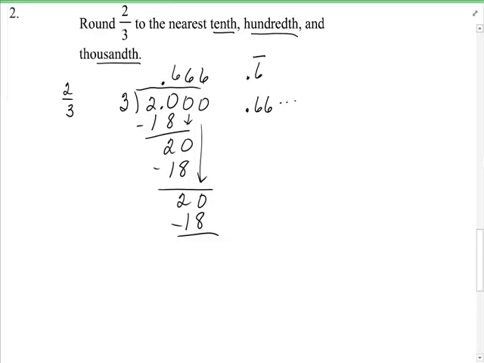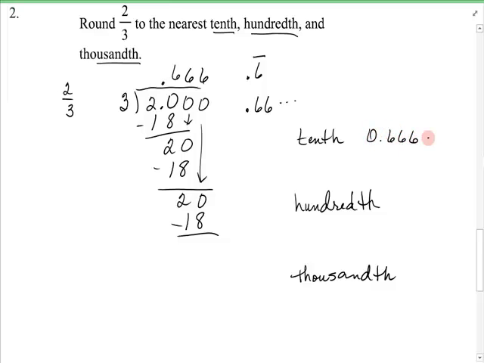So, but I'm asked to round it to the nearest 10th, 100th, and 1000th. All right, 0.666... This is the tenths. This says to round up. This will be 0.7.